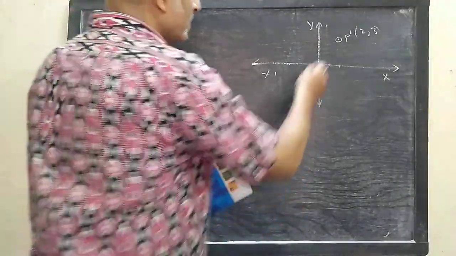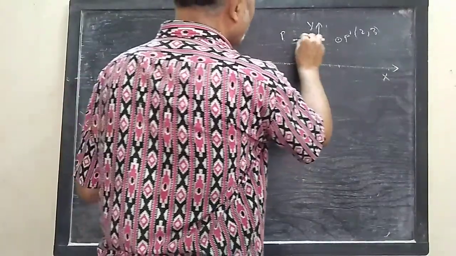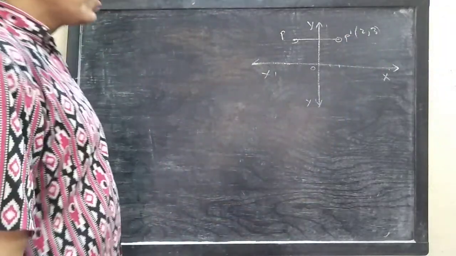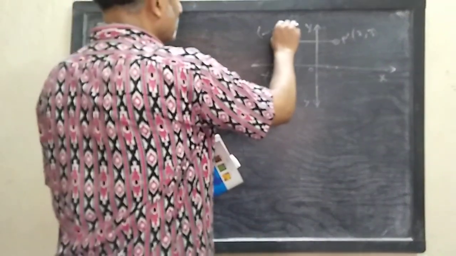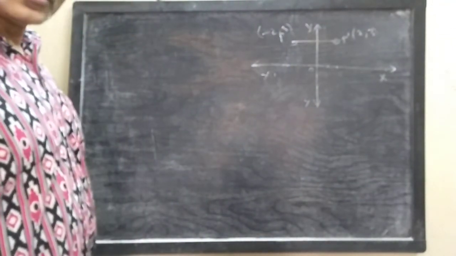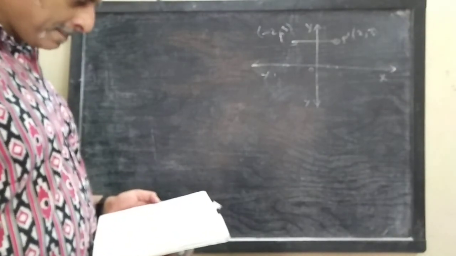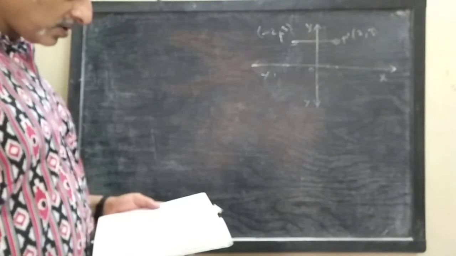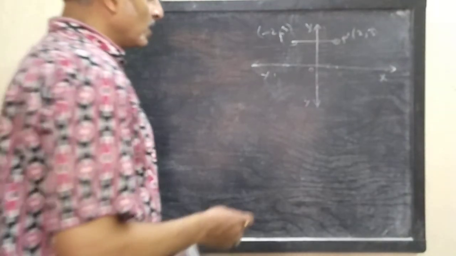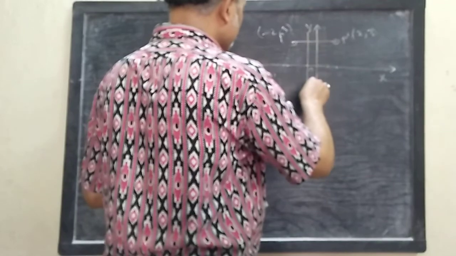So obviously the point initially was here. Then after reflection it goes to P dash. Now if you reflect 2 comma 3 in y-axis, you get minus 2 comma 3. So the initial point P was at minus 2 comma 3. We have found the point P. Next they ask, find the coordinates of the image of P under reflection in the line x equals to minus 1. Now look, x equals to minus 1 will be this line.